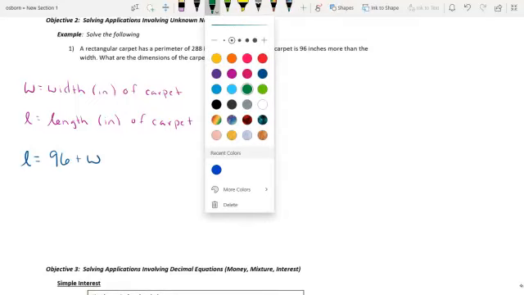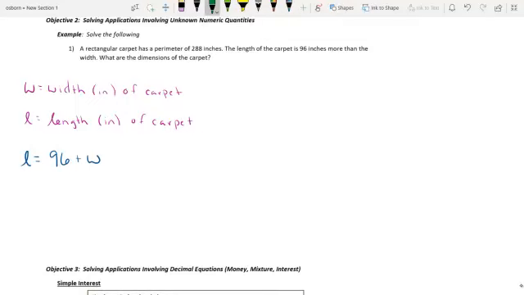Now, because you know it's a rectangular carpet, sorry about that, you know that P is equal to 2 times the length plus 2 times the width. Now, P being your perimeter. So you know that the perimeter is equal to 288 inches. Now, right now you have L and W, so you have 2 variables. You want to make it so that you only have 1 variable. Now, because you're given your length in terms of width, so meaning the 96 plus W, you can replace the L here with the 96 plus W.